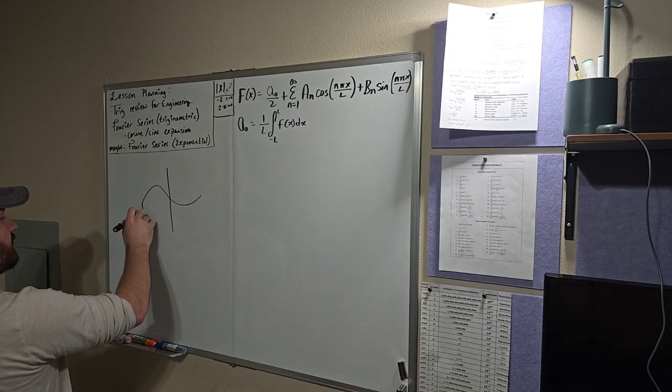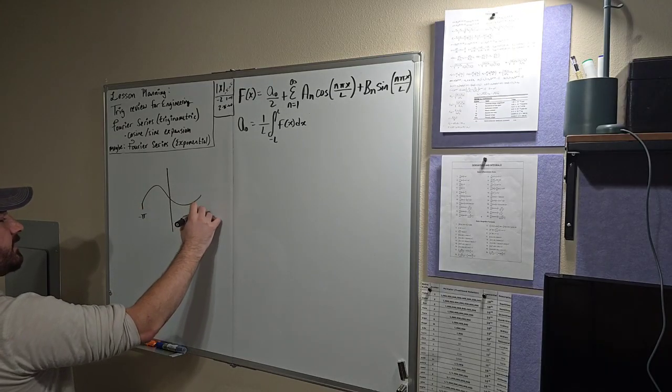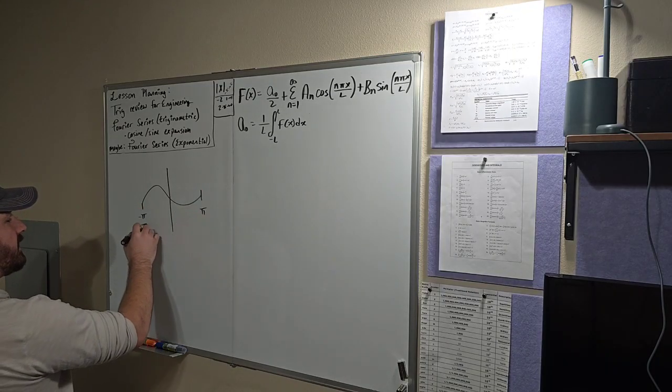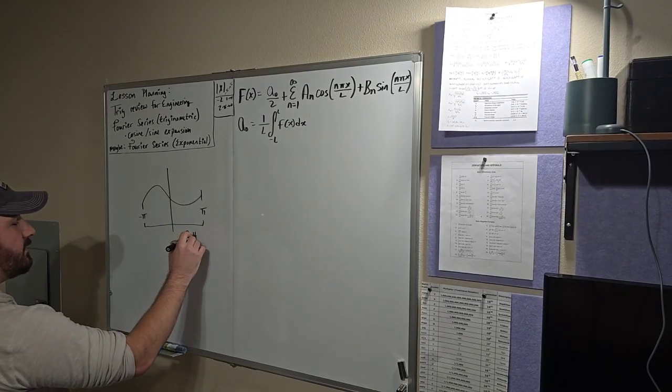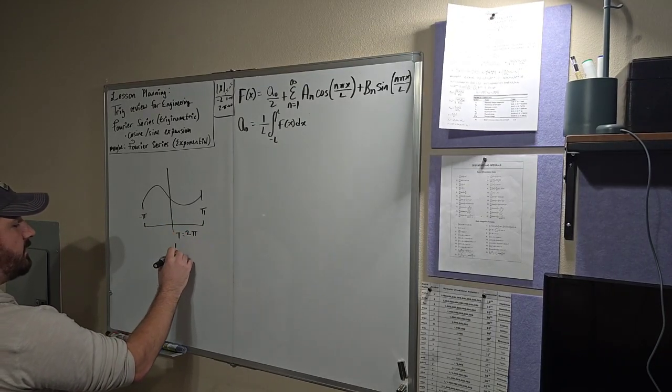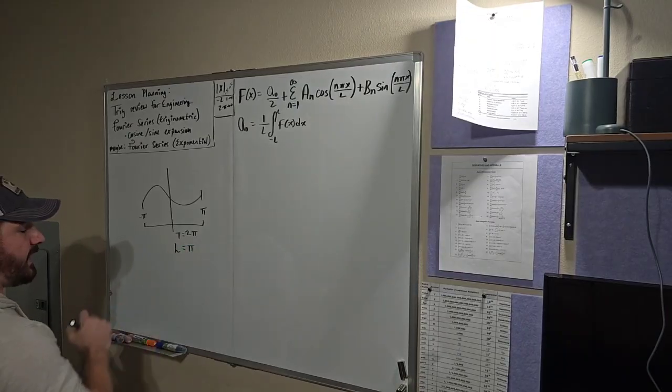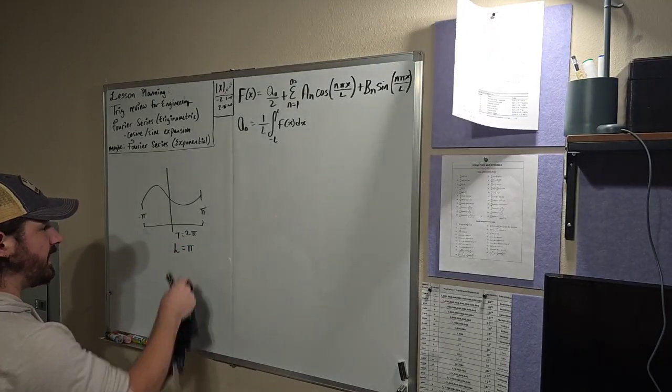Now keep in mind that L, if you have some function like this, and it's defined, for example, from negative pi to pi, even though your period is 2 pi, L is equal to half that. So that's something people mess up a lot, so you just got to be careful.